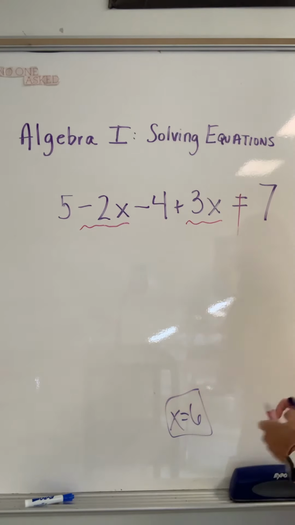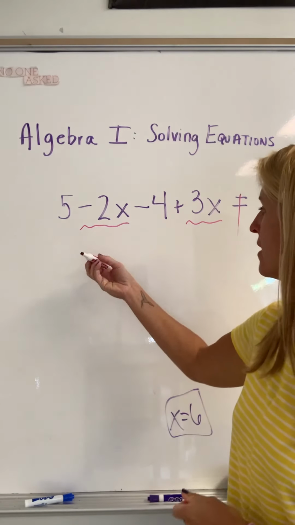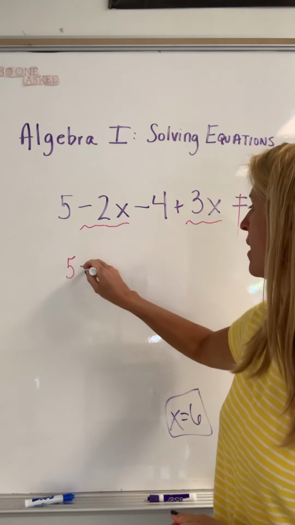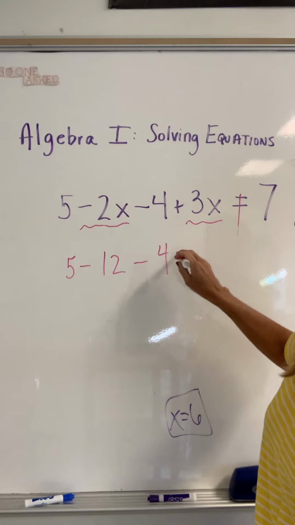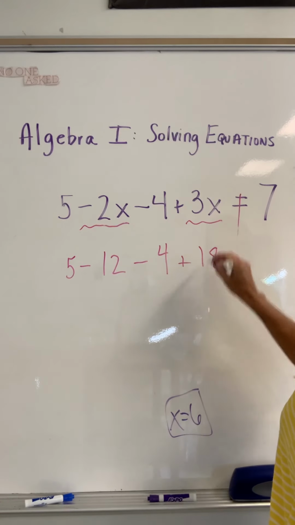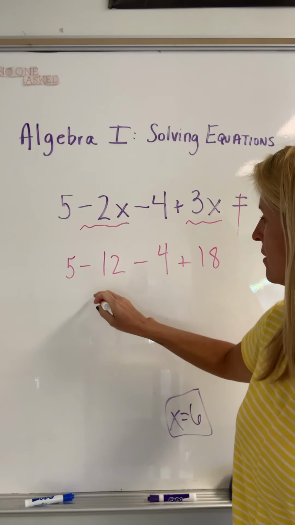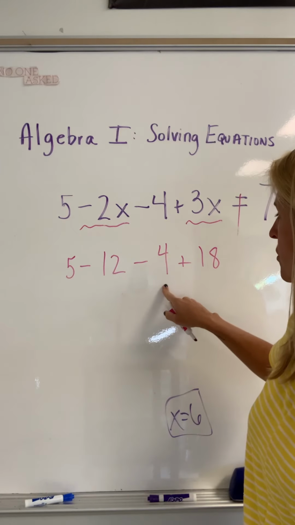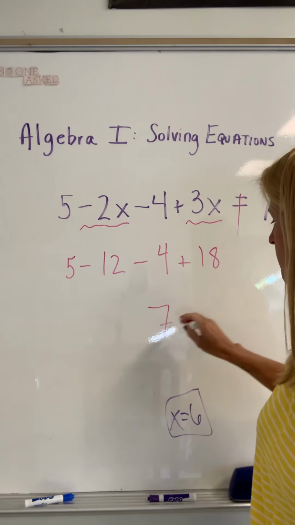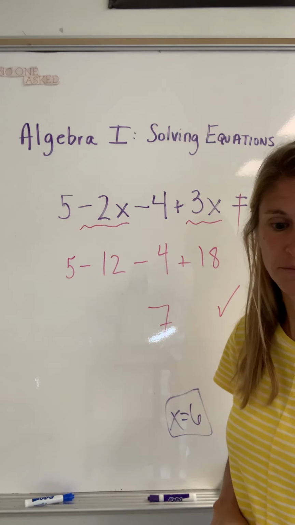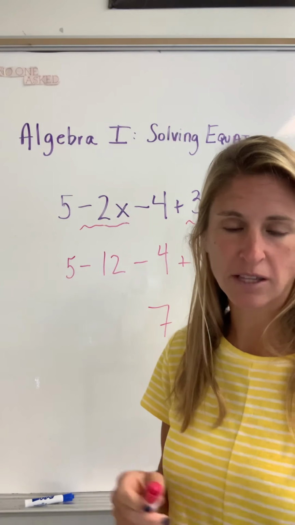You can put 6 back into the original equation and have 5 minus 2 times 6 minus 4 plus 3 times 6. Now let's go through. 5 minus 12 is negative 7. Negative 7 minus 4 is negative 11. Negative 11 plus 18 is 7. Checks out.